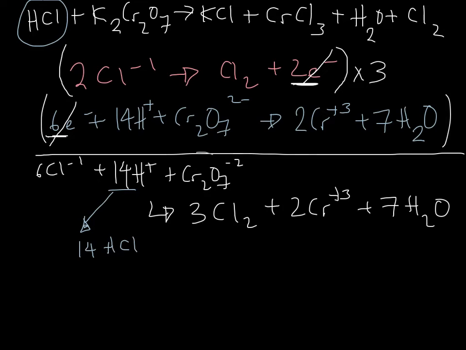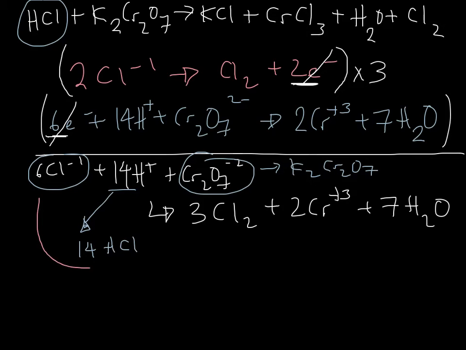Obviously, the dichromate ion would have come from K2Cr2O7. In this case, the K is a spectator ion. And then we have only 6 chlorides. Those 6 chlorides would have come from the 14 HCl. But then that leaves me with 8 more chlorides that are so far unaccounted for. So let's see if we can figure out where those come into play in this equation.